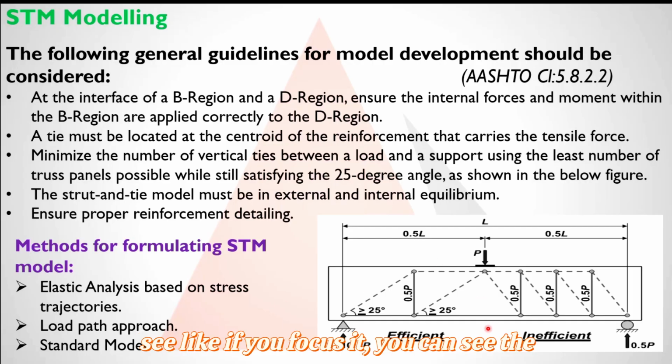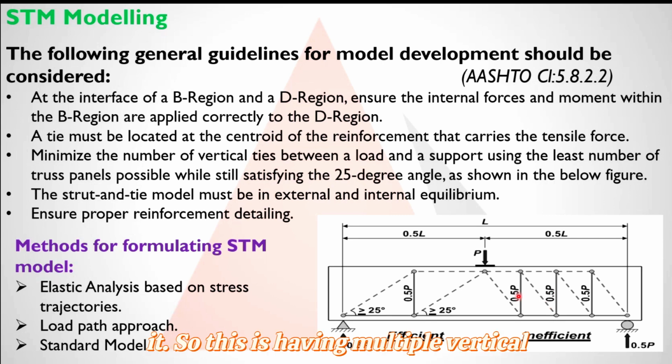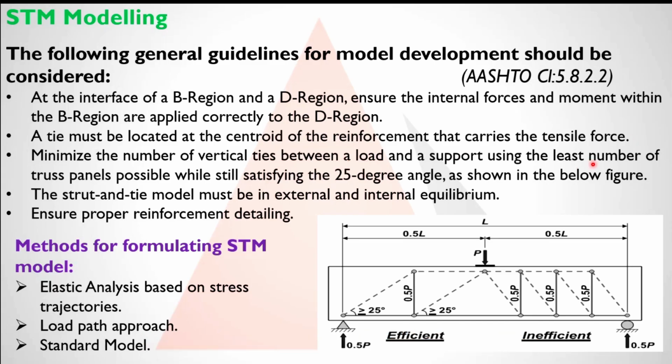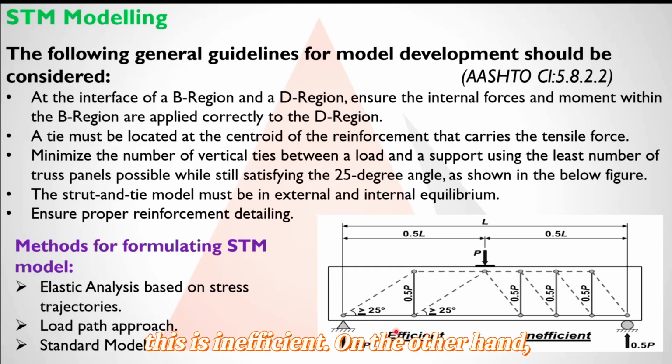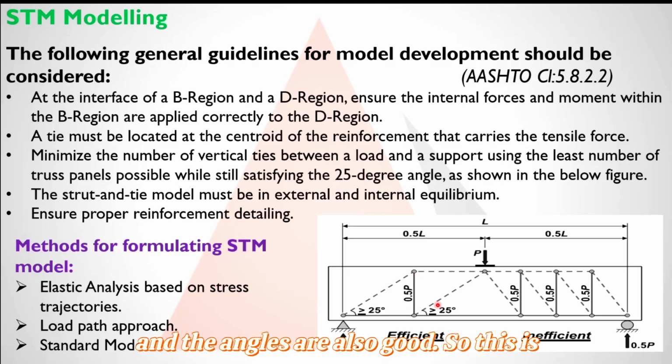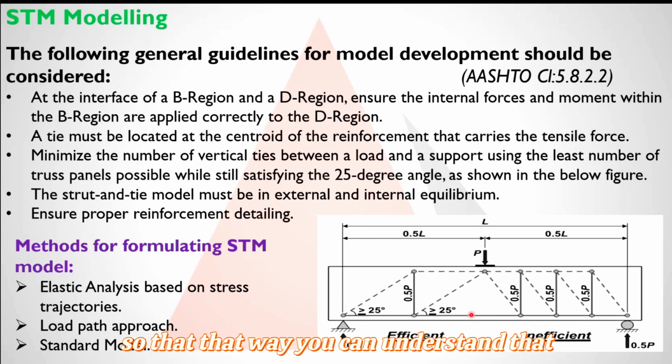In this image, if you focus, you can see the left side is shown efficient, and the right side is shown inefficient. The reason for inefficiency is, first, it has multiple vertical ties, which should not be there. As per AASHTO, we should minimize the vertical members. And if we measure this angle, it might be less than 25 degrees as well. So this is inefficient. On the other hand, we have only one vertical tie and the angles are also good. So this is efficient. That's the basic difference. I have an example for this which I will present in SAP, so that you can understand it in a better way.